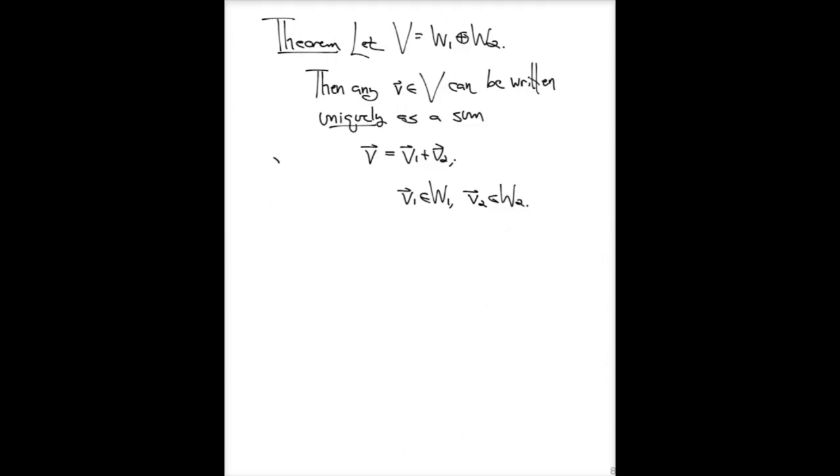Before I conclude the video, I do need to state one important theorem about direct sums, and it's one of the reasons that we're interested in writing vector spaces as direct sums of subspaces. Suppose V is the direct sum of two subspaces W1 plus W2. Now take any vector v in V, then any vector in V can be written uniquely as a sum v equals v1 plus v2, where the first vector comes from W1 and the second vector comes from W2.